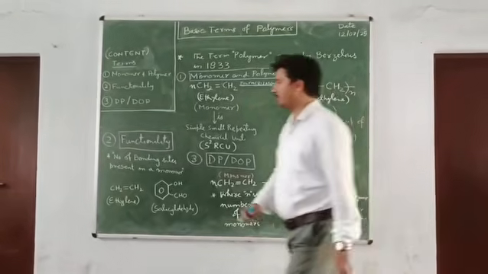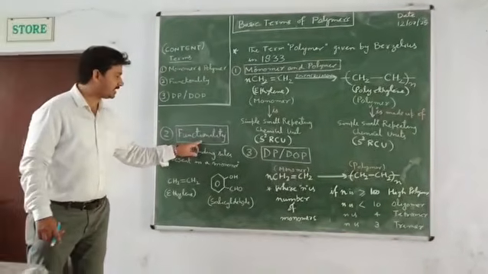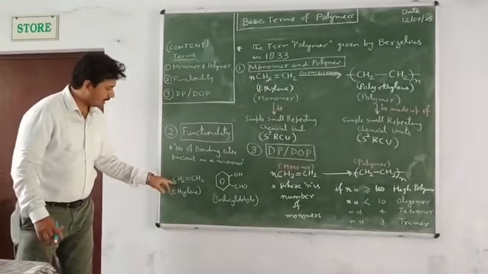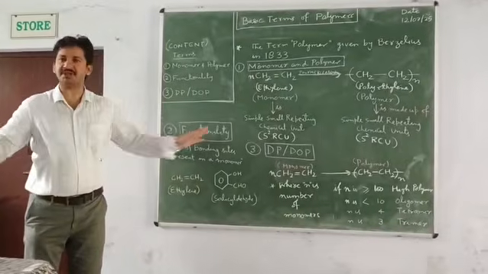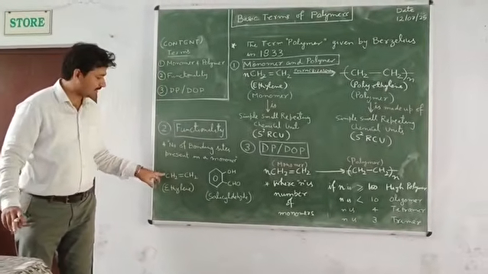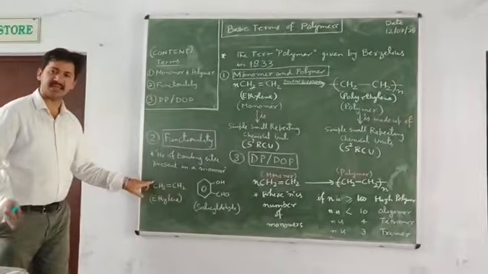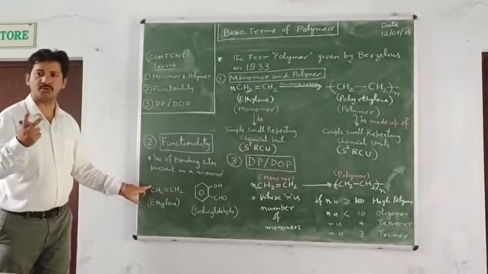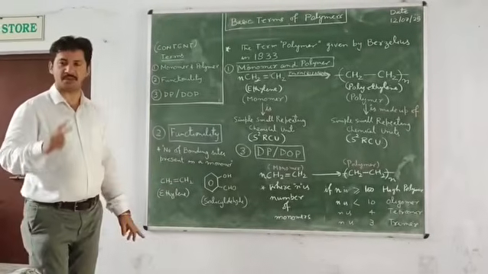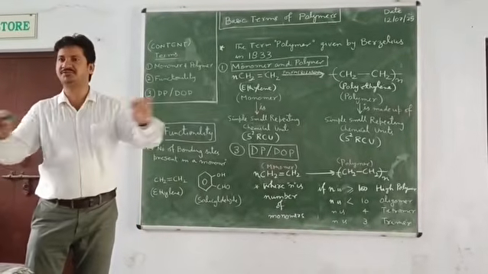Now we are going to explain another term, that is functionality. Functionality is of a monomer. When there is any molecule, it has bonding sites. Here you can see this ethylene can join at these two bonding sites. Ethylene has two bonding sites, so its functionality will be 2. The minimum functionality for a monomer to form a polymer should be 2, that is why it can be attached on two sides.